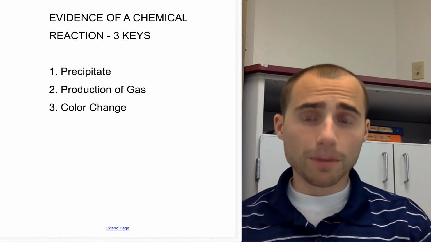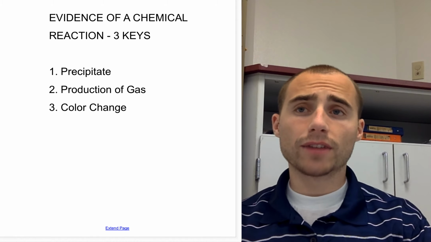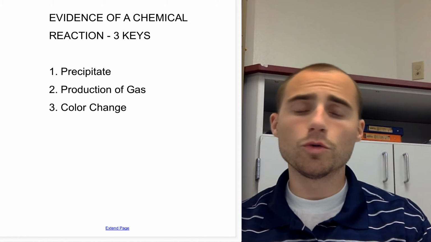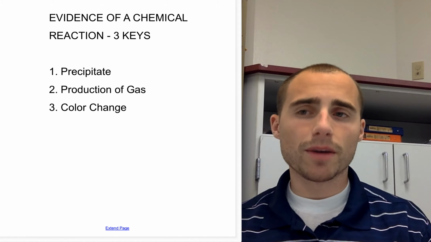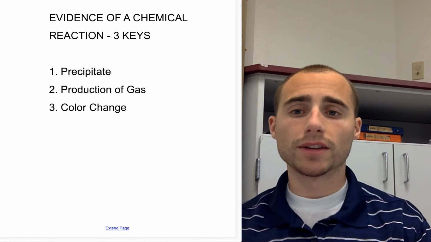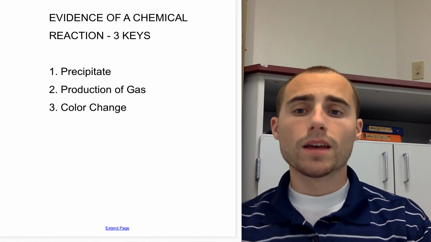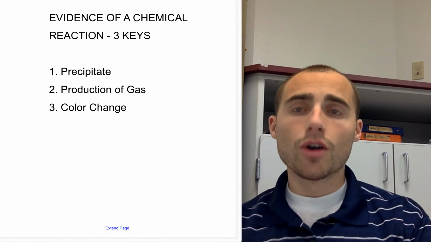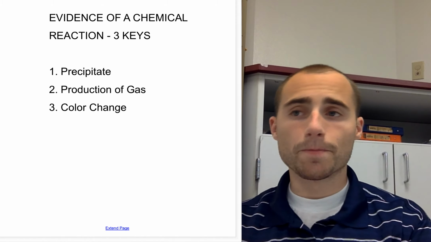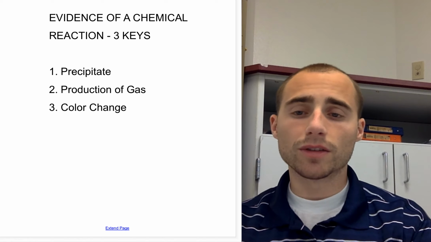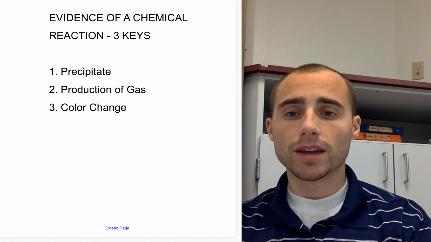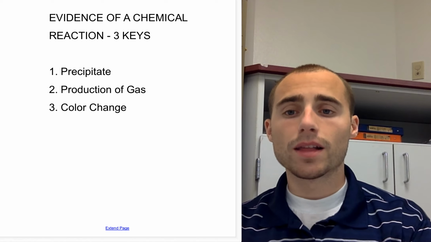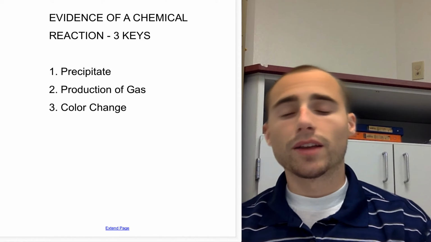It can form a precipitate. If you remember from our chemical reaction lab, a precipitate is when two liquids or gases come together and form a solid. So it could form a precipitate. It can produce gas. If it produces gas, it could be evidence of a chemical change. Or if there's a color change. If it goes from white to yellow when you mix two things together, that's going to be a chemical change. So precipitate, production of gas, color change.